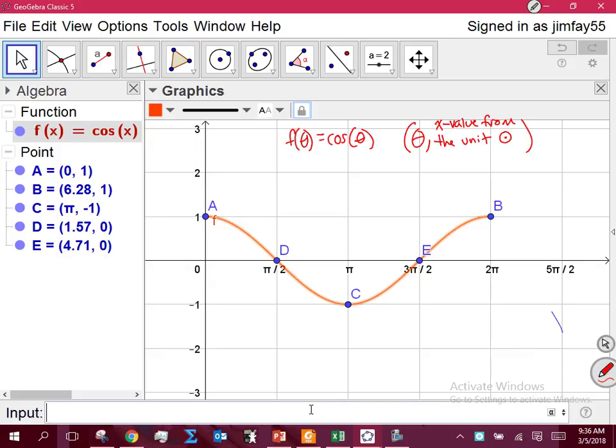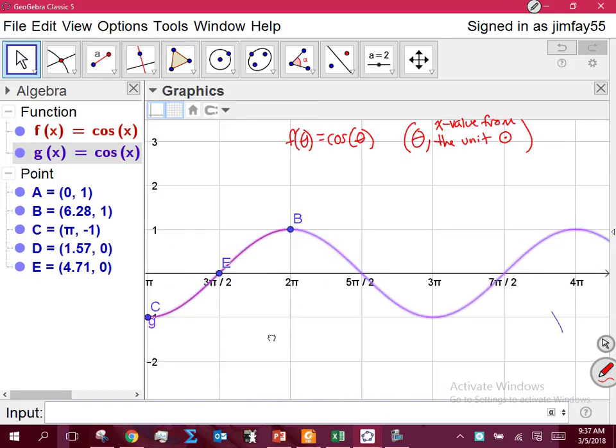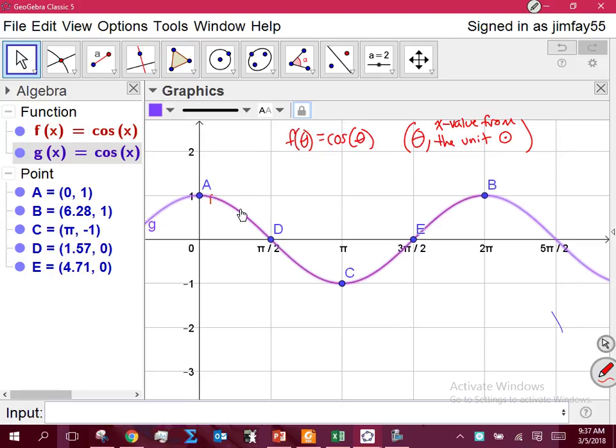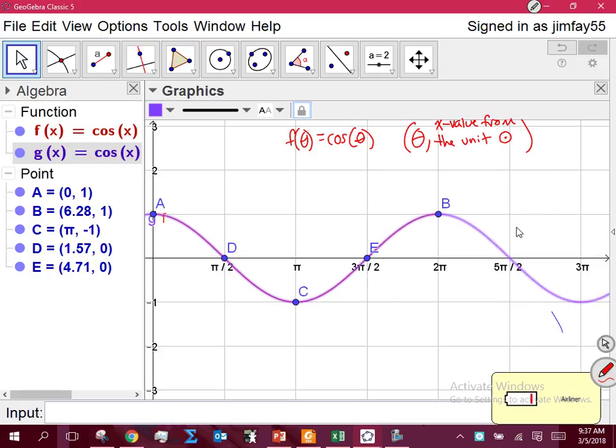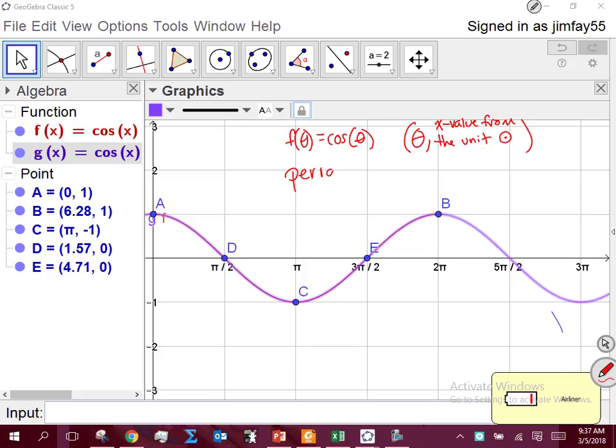The period of this thing, if I look at the entire cosine, okay, the period of that thing: any point that I choose and then follow 2 pi to the right, I'll get back to the same spot. Okay, so the period for cosine is the same as the period for sine. 2 pi.